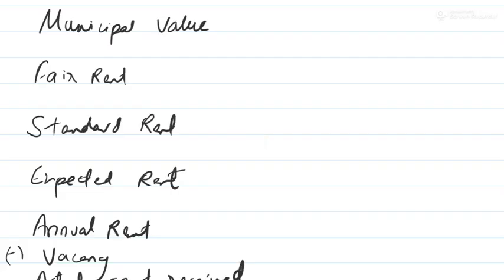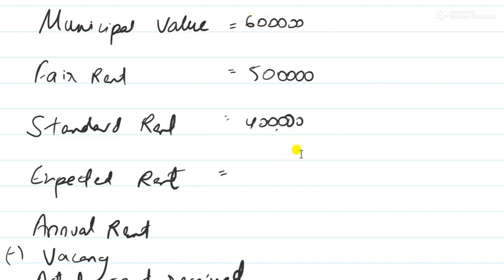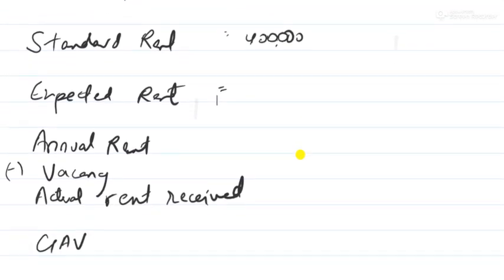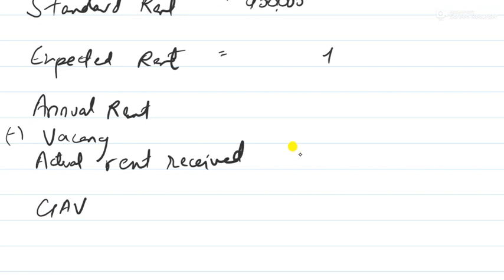So my municipal value is 6 lakhs, fair rent is 5 lakhs, and standard rent is 4 lakh. So my expected rent will be the higher of the municipal value and fair rent, so 6 lakh. Now 6 lakh will be compared with standard rent, lower of the two, so my expected rent is 4 lakhs.